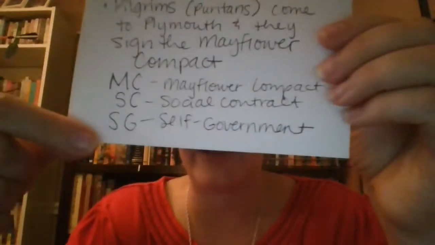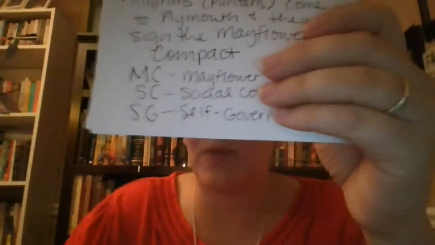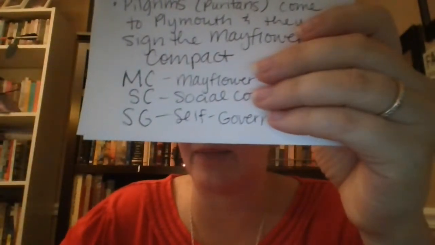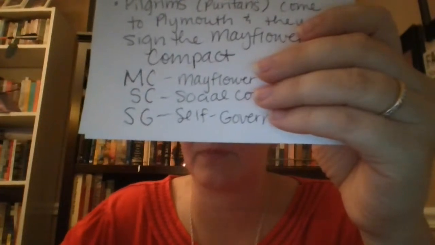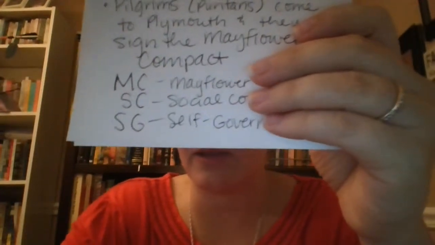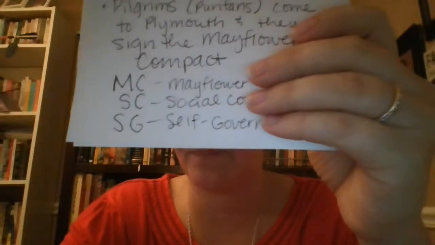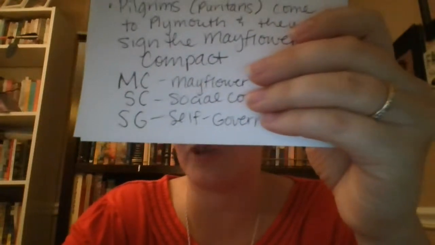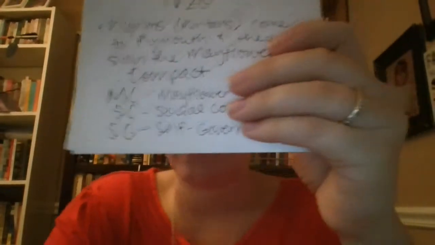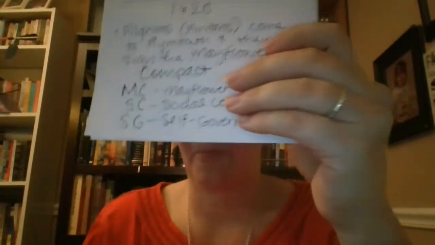So this is just a way of remembering it. If you see something on the Mayflower Compact, you may want to go ahead and write MC, SC, SG. Okay. So that's just a method of remembering that.